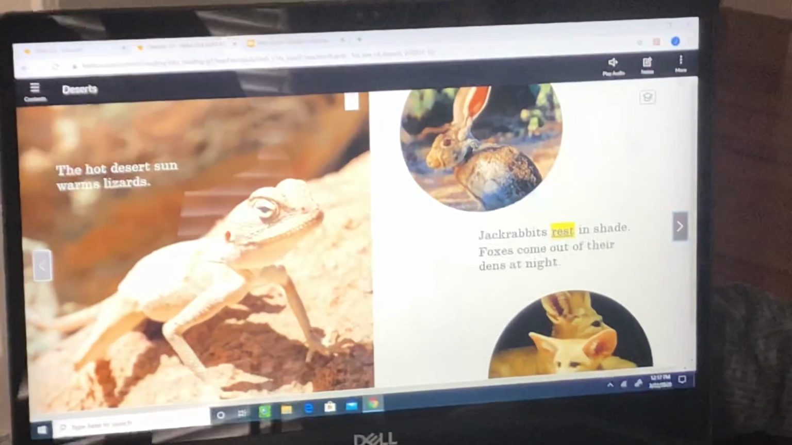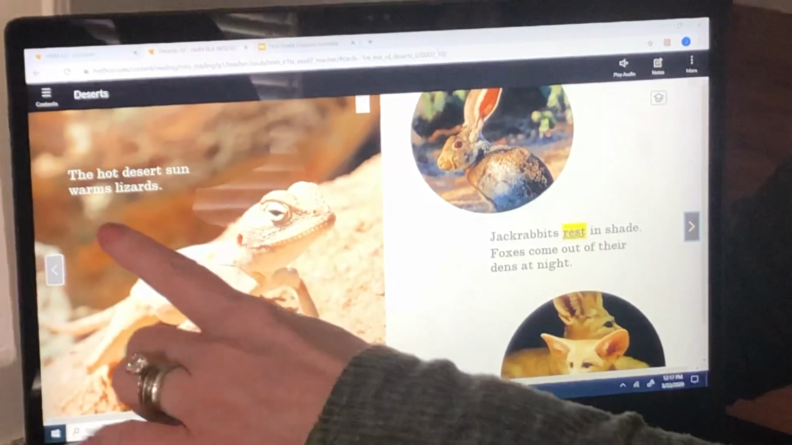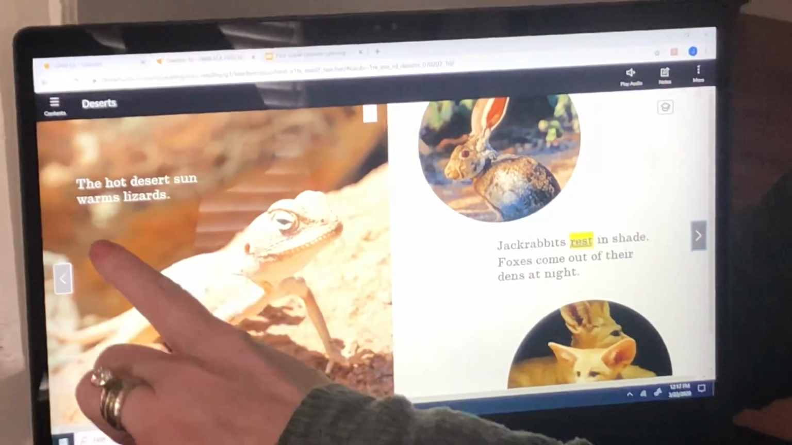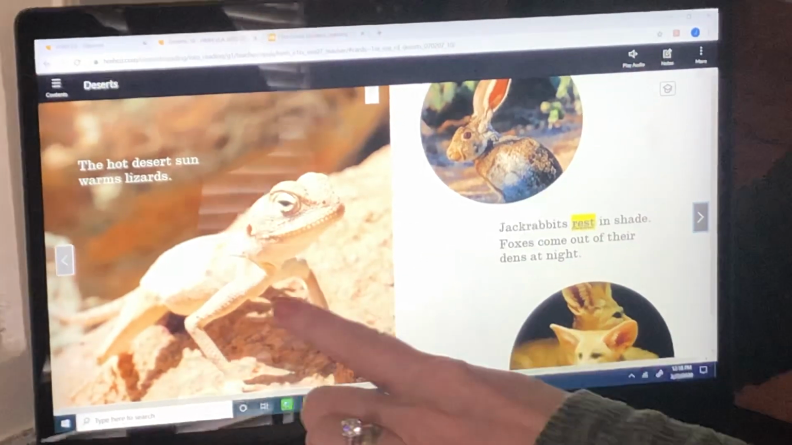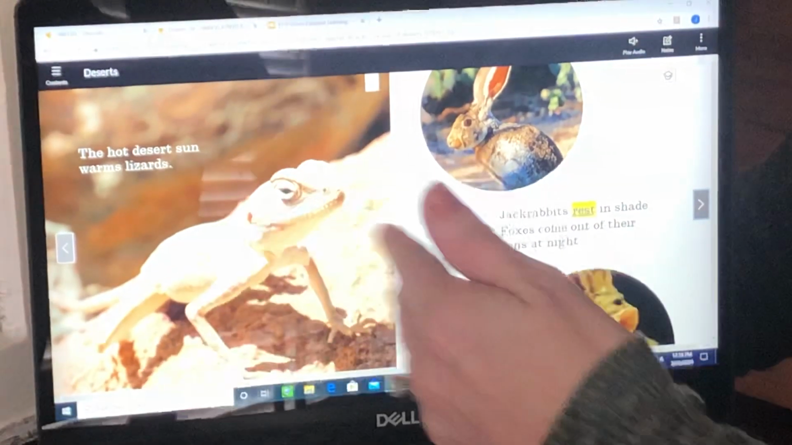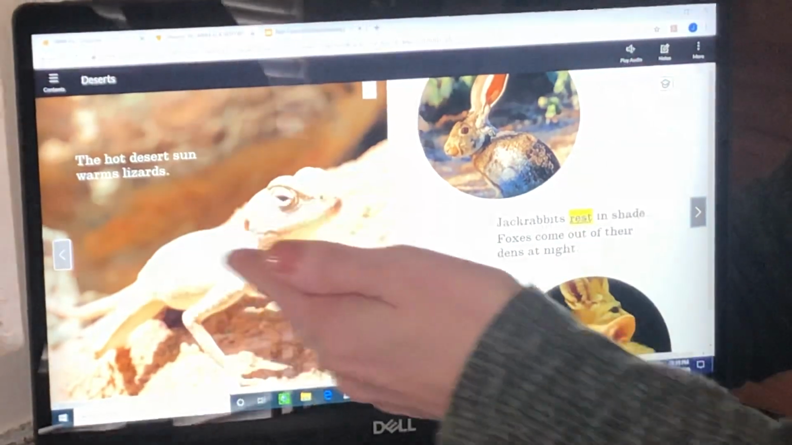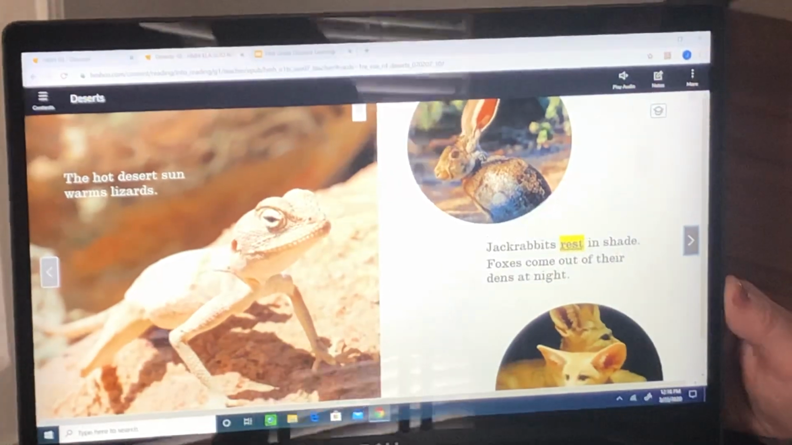The hot desert sun warms lizards. Now guys, just a quick tip. If you're reading this, the hot desert sun warms lizards, and you get to the word lizards and you're not really sure, you can use picture clues to help you. So you know that it starts with an L and you know those sounds, and as you try to blend those sounds together, if you use the picture clue, it can really help you.